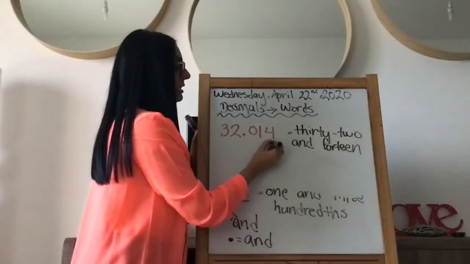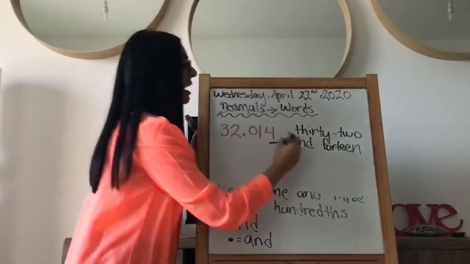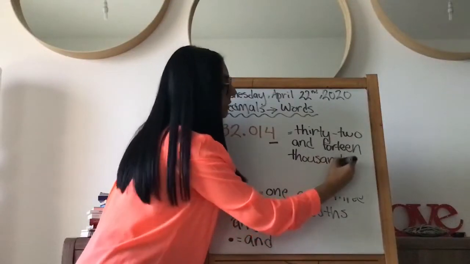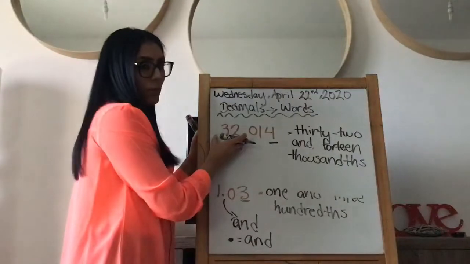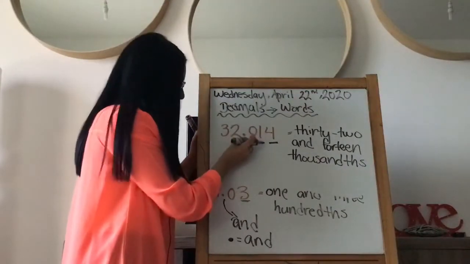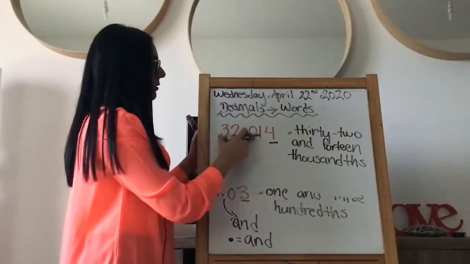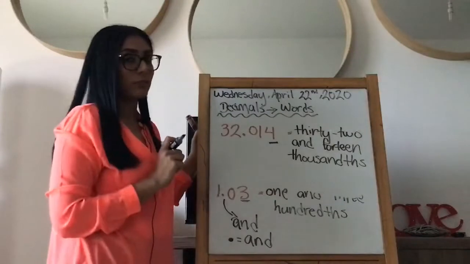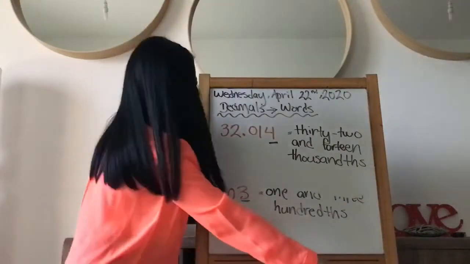14 what? What's the place value of the last digit? Tenths, hundredths, thousandths. See, as long as you do it slowly and in chunks, you're going to be just fine, right? First, do anything before the decimal, then do the decimal, which is "and," then whatever the number is after the decimal. So 32 and 14 thousandths, right? Not 1400ths, 14 thousandths. Remember that, okay? Let's maybe do one more.